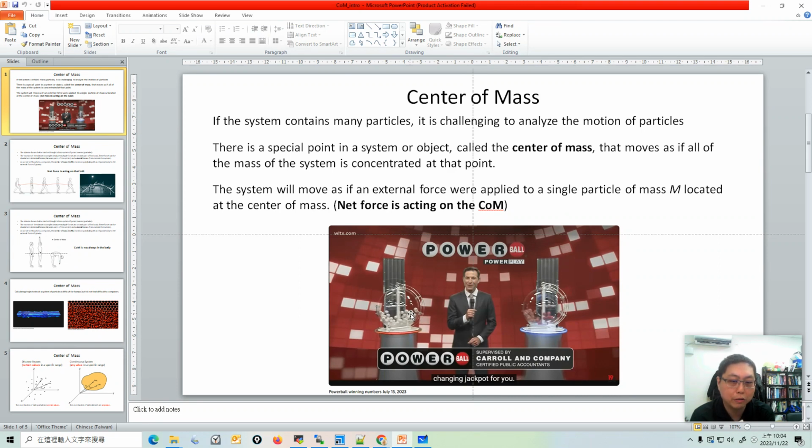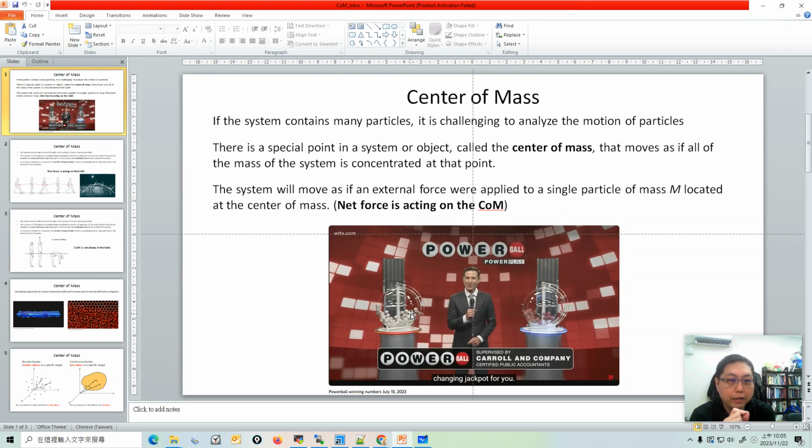You can treat the whole system as if the whole external force, or net force, is acting on that particular point, and this can be proved by mathematics, and I will show you. So the center of mass is a very special point.